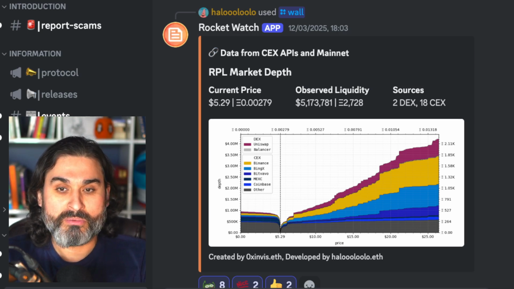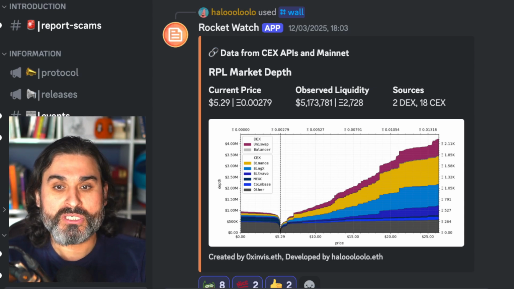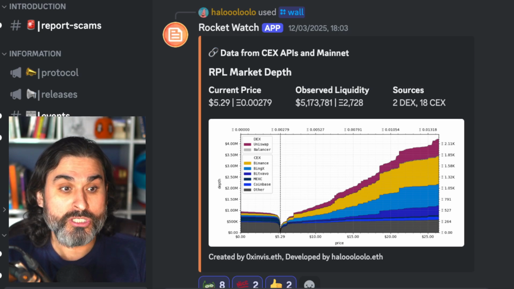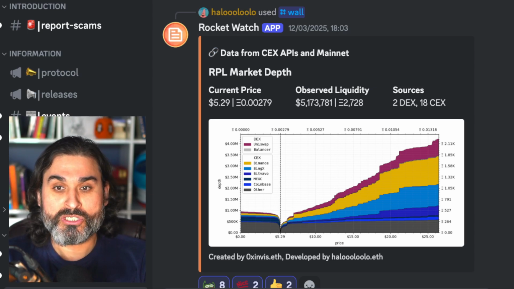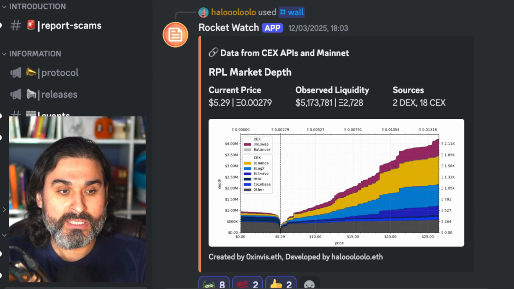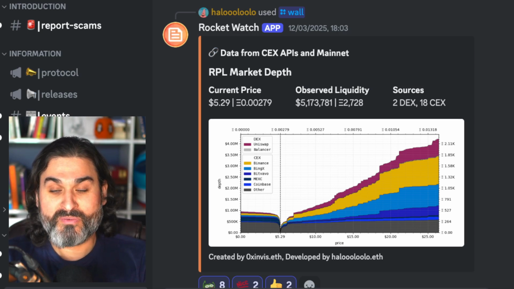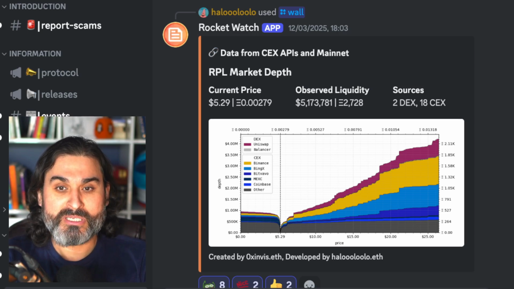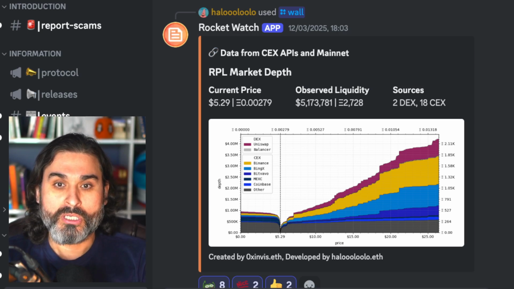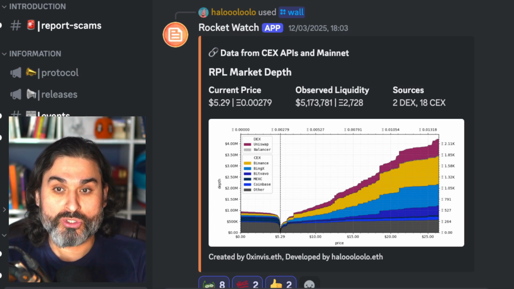Since Invis stepped back from the community, Halulu has pretty much taken over, adding new features and maintaining Rocket Watch. One of the things he's been wanting to do for a while is make a new wall command, because the old one was just getting information from Uniswap v3, and that was very patchy, with limited liquidity, and it only showed a very small snapshot of what the liquidity looked like. It was really bad. So Hodger a little while ago started working on getting a lot of different liquidity sources together and making a new wall command showing what liquidity looked like for the RPL token.